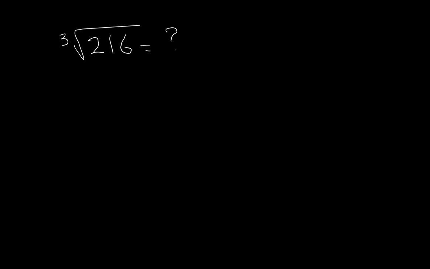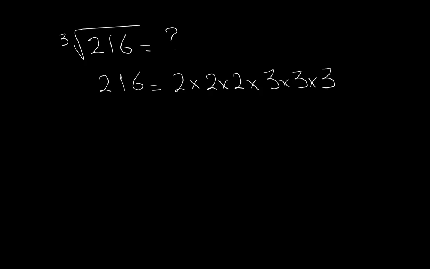Well, we know the prime factorization of 216. It takes a bit of work, but it's not too hard to do. It's actually 2 into 2 into 2 multiplied by 3 into 3 into 3. Now note, we have to find a number. The cube root of 216 is that special number that if you multiply by itself three times, you're going to get 216. And you can clearly see that you have three threes and three twos.